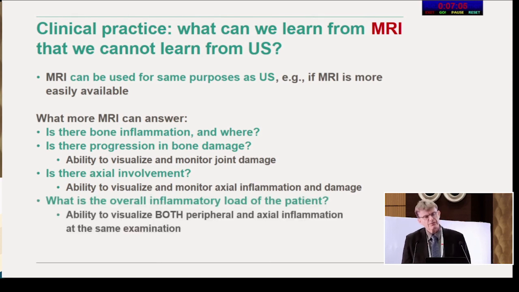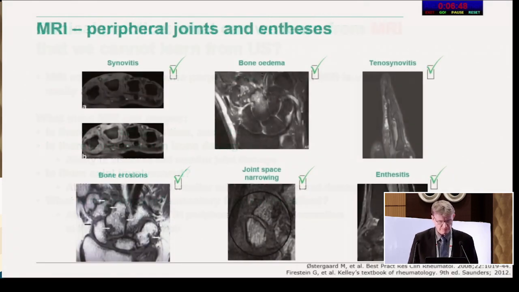And then, so far only for research purposes in reality, through doing whole body MRI where you can assess the entire body in one examination, it has the ability to assess both peripheral and axial inflammation in the same examination. What can we see in MRI?